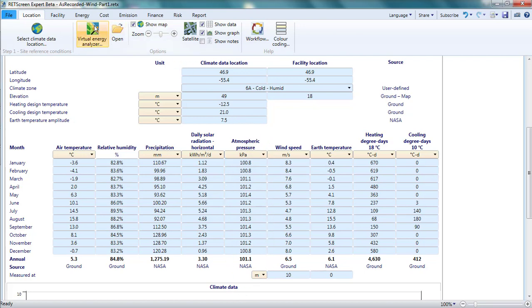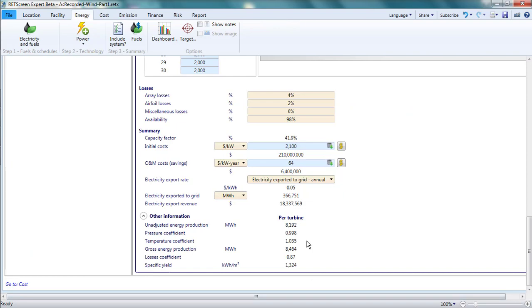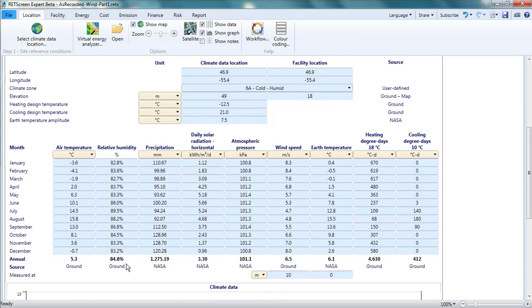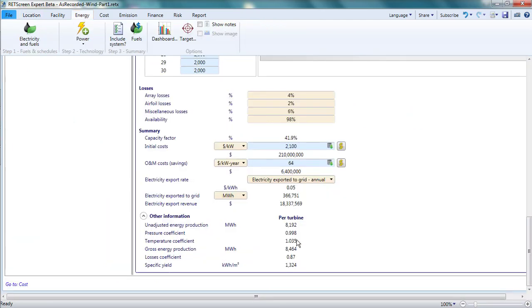The second coefficient is for air temperature. The climate data suggests an annual average air temperature of 5.3 degrees Celsius. Wind turbine power output is specified for a standard temperature of 15 degrees Celsius. Since this site is, on average, 10 degrees colder than this, the air is denser, and according to the temperature coefficient, this raises the energy production by a factor of 1.035 or 3.5%.